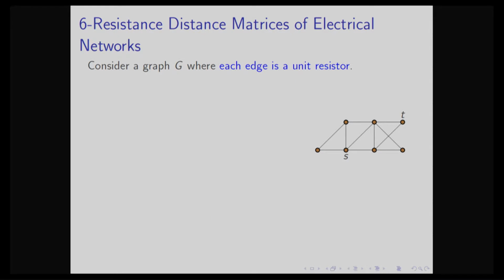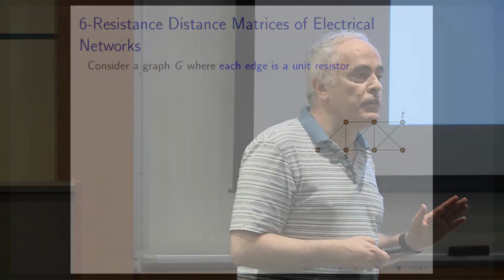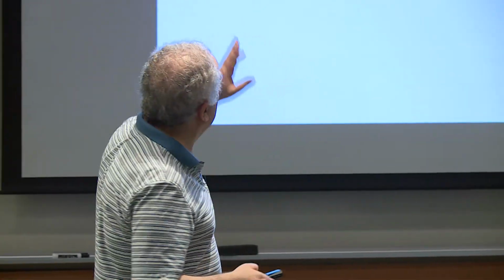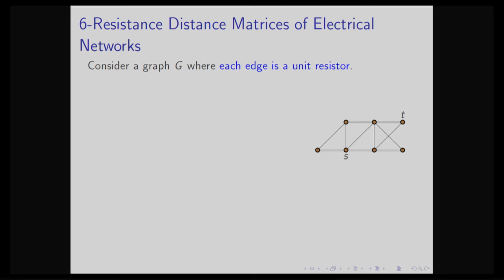So these are resistance distance matrices of electrical networks. This problem received a lot of attention in the last 10 years. There is a lot of work in computer science on these matrices. So in this case, we have a graph. And so this is the graph. Let's think of each edge as a resistance of 1 ohm.